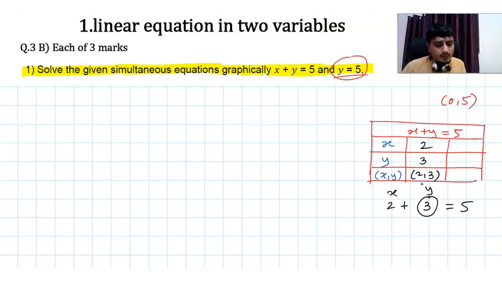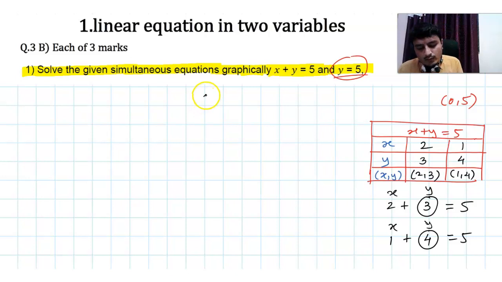Now once we assume the value of x is 1, so 1 plus something, meaning y, is equal to 5. As we well know, 1 plus 4 is equal to 5. So the value of y is 4. So the coordinate we are getting is (1, 4).